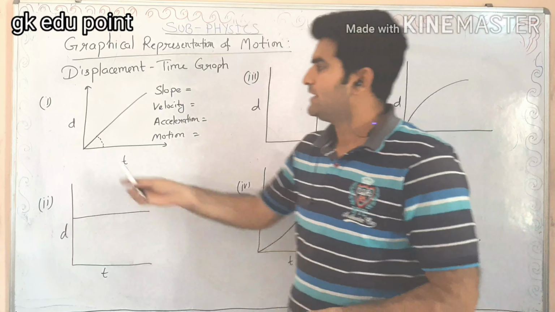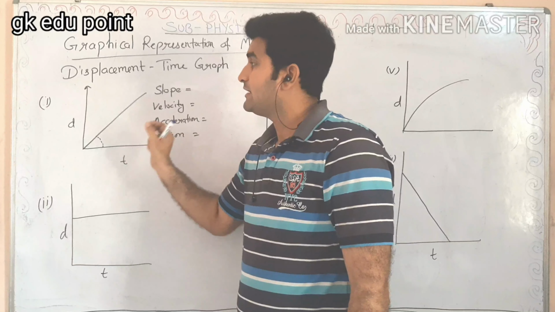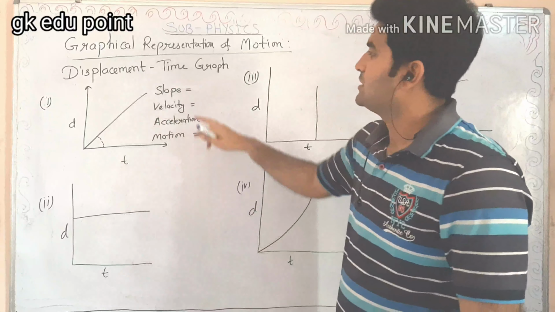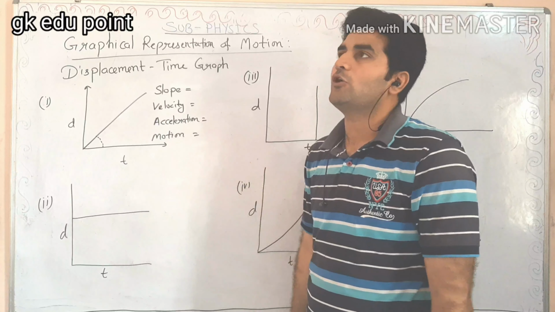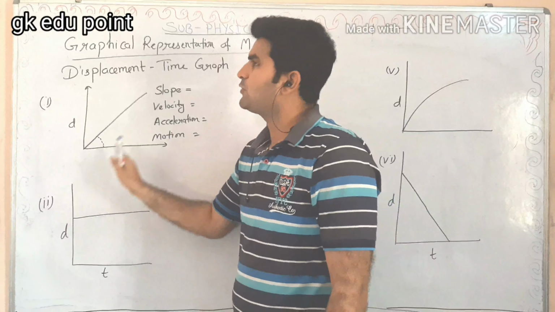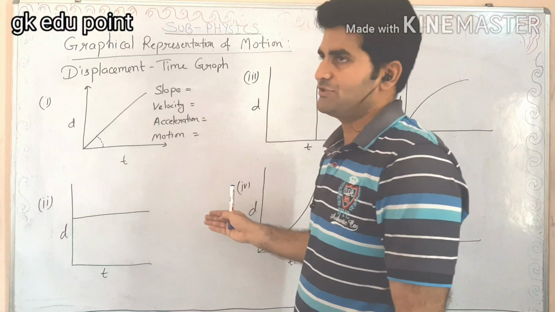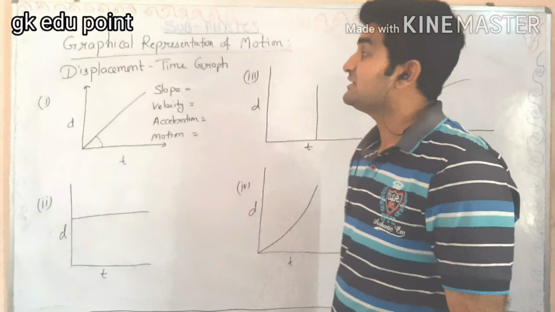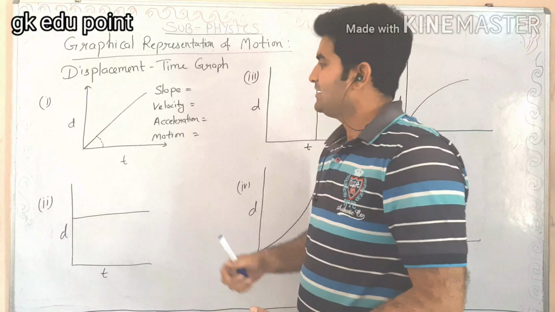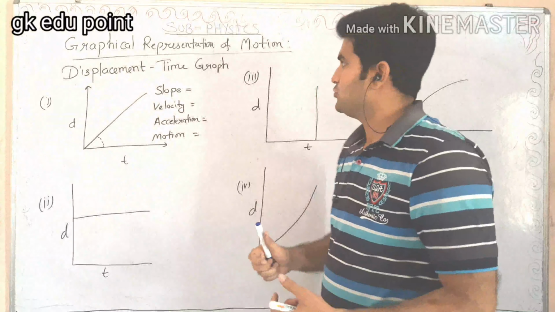So I take graph number 1. Here we take displacement along the y-axis and time along the x-axis. Every graph represents some information about the slope, velocity, acceleration and motion of the object. The particular curve, the particular line, gives some information, and we extract this information by studying the graph. So how can we get this information? I will teach you about this.